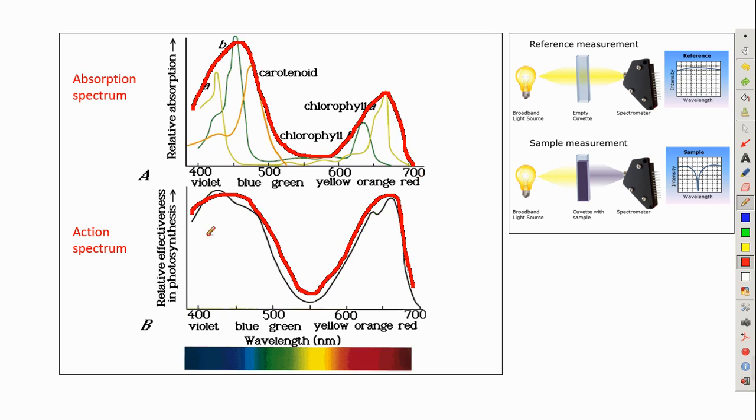And to have this particular photosynthesis efficiency, you need the cumulative effect of all the pigments. So when you have chlorophyll A, B and carotenoids, photosynthesis will be efficient for all of these wavelengths.